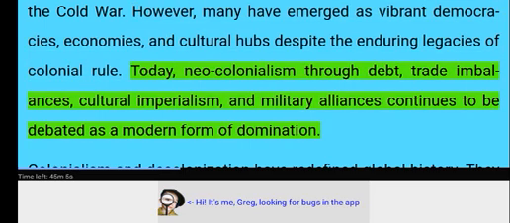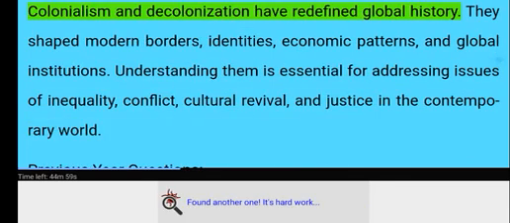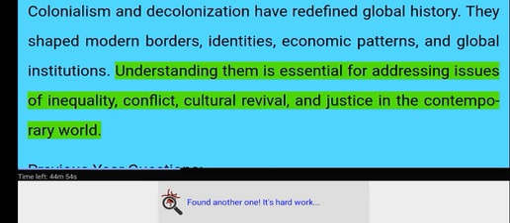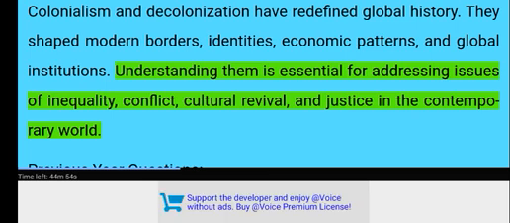Today, neo-colonialism through debt, trade imbalances, cultural imperialism, and military alliances continues to be debated as a modern form of domination. Colonialism and decolonization have redefined global history. They shaped modern borders, identities, economic patterns, and global institutions. Understanding them is essential for addressing issues of inequality, conflict, cultural revival, and justice in the contemporary world.